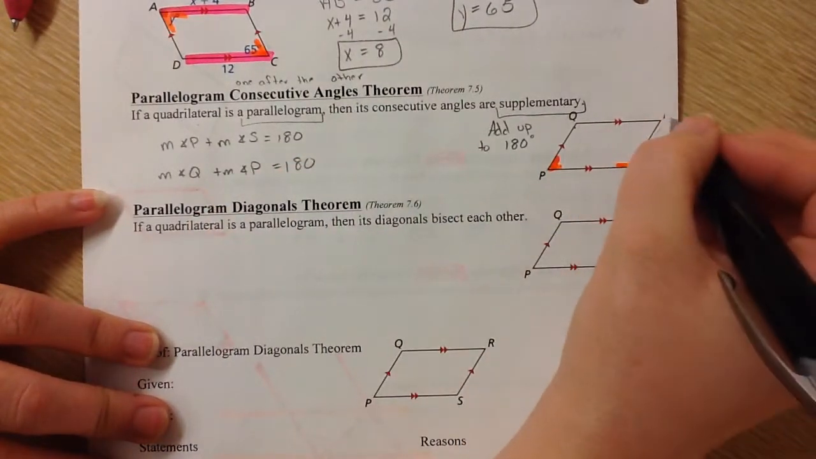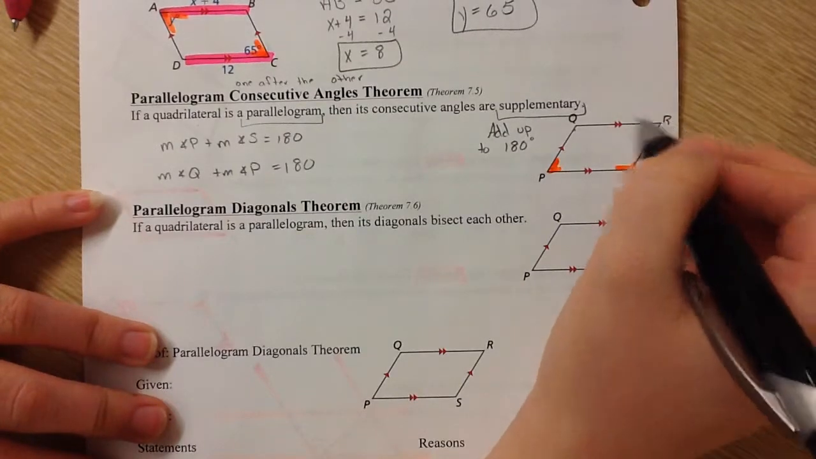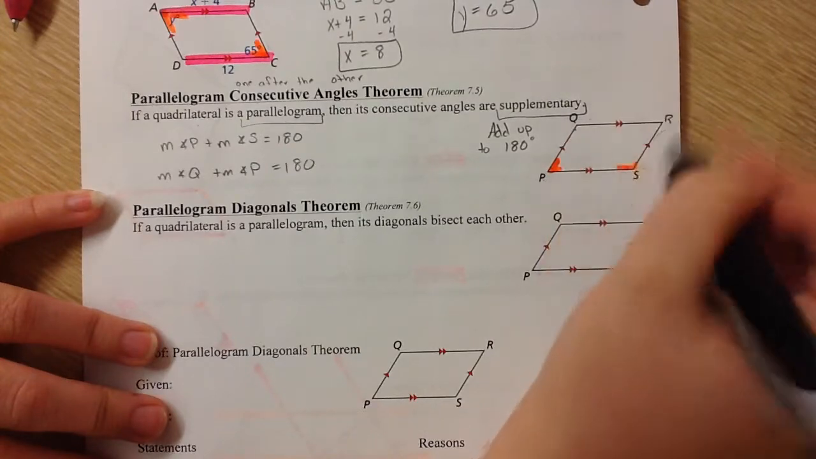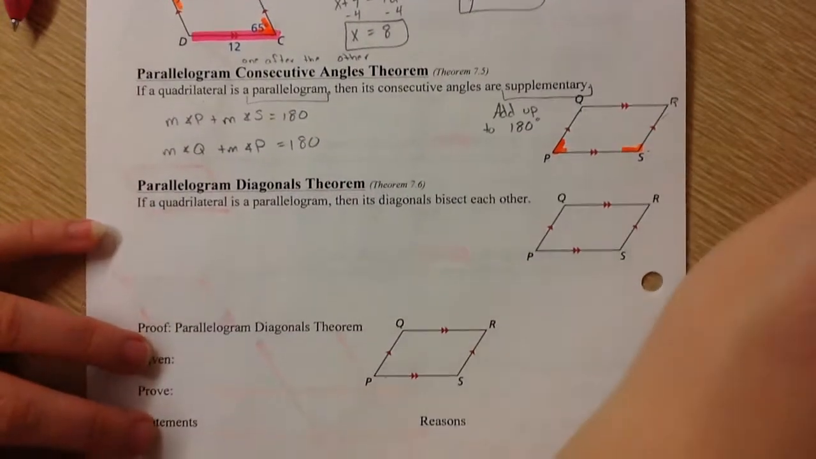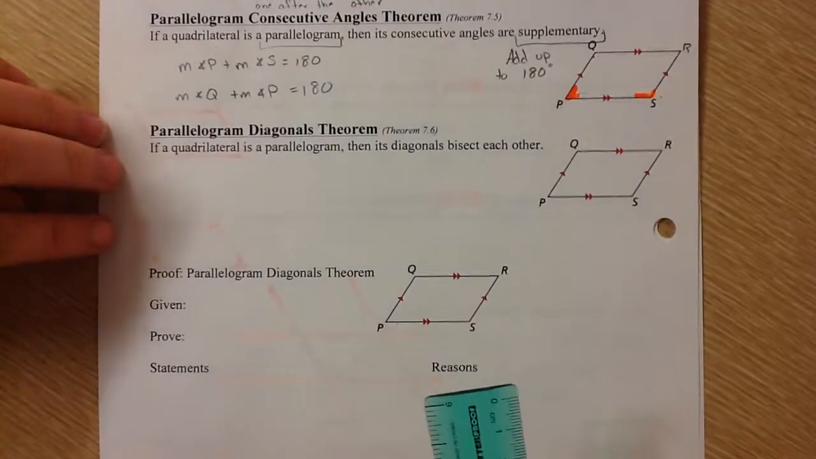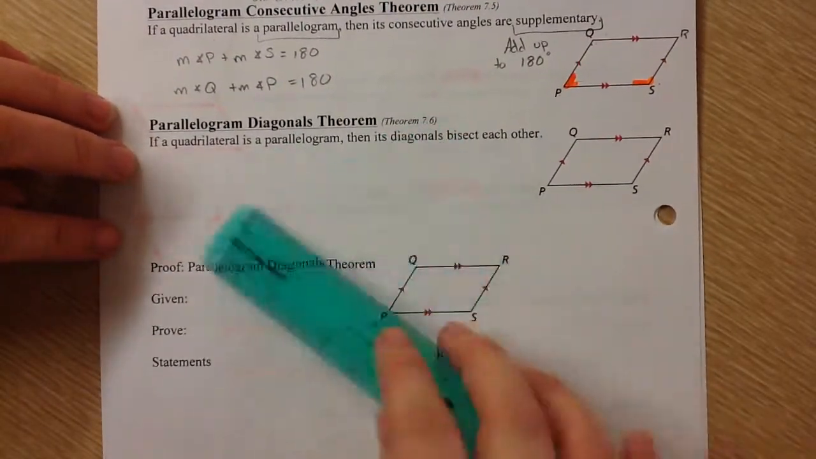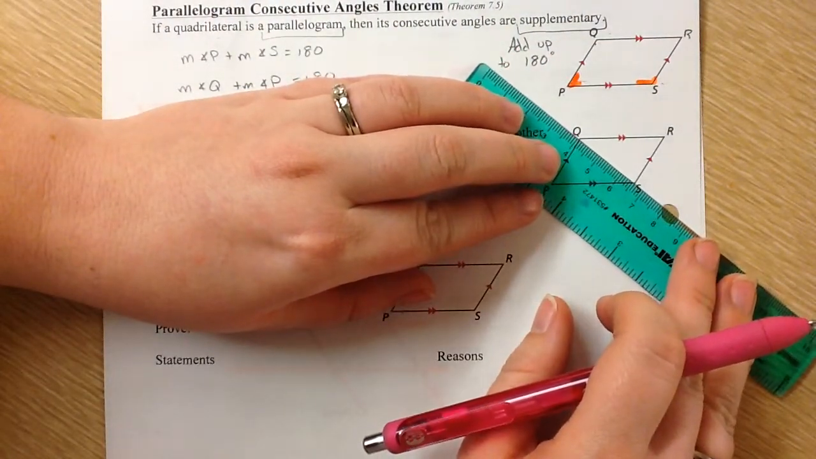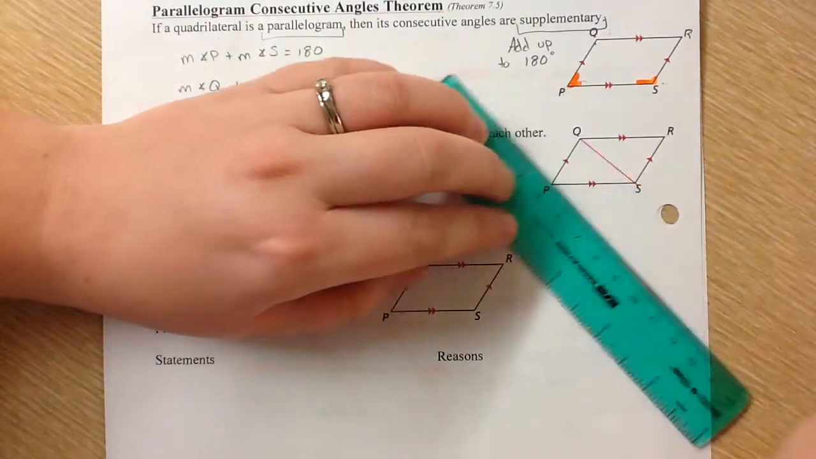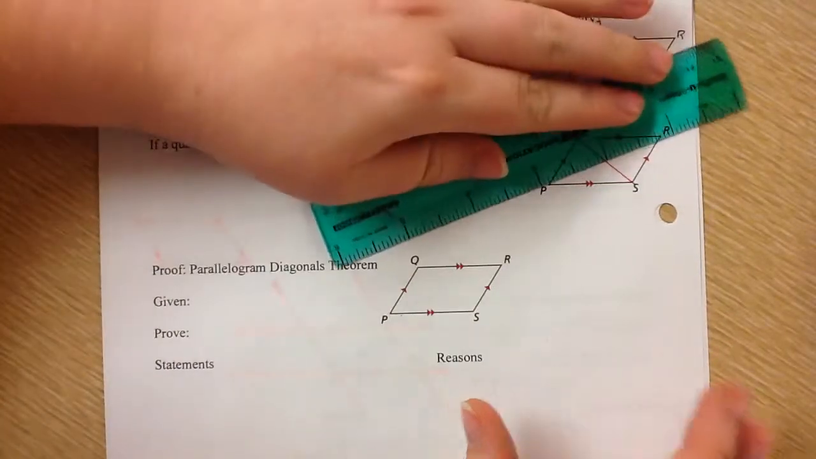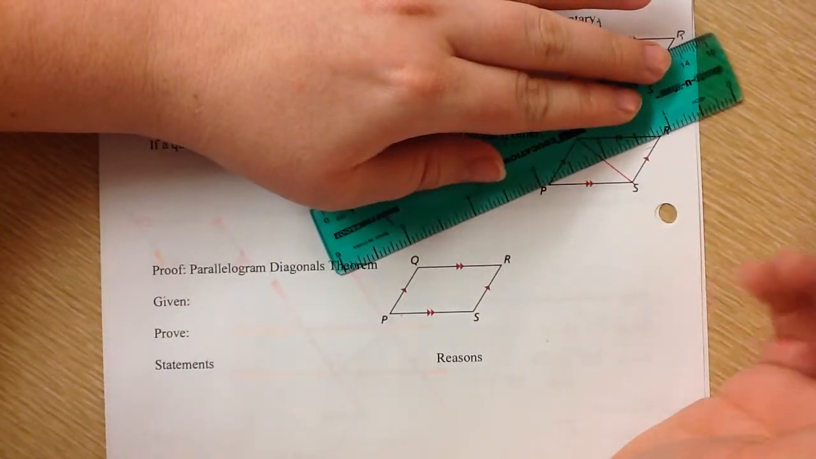If I add angle R to angle Q, we'll get 180. R to S will get 180. Q to P will get 180. Any of those 2 angles in a row will get 180. And then I believe our last theorem is: if a quadrilateral is a parallelogram, then its diagonals bisect each other. If I draw in the diagonals, this diagonal QS is going to bisect this diagonal RP.